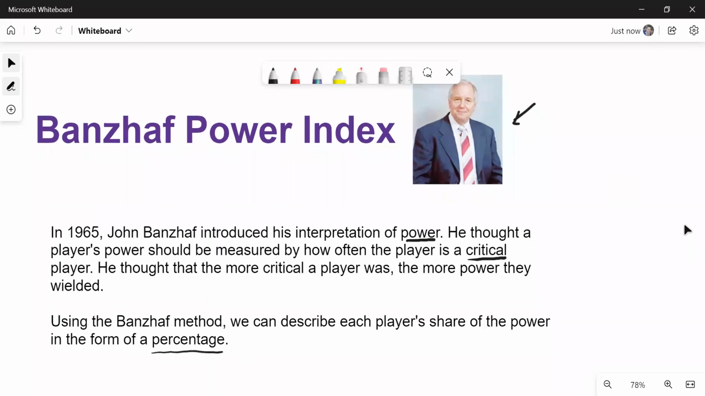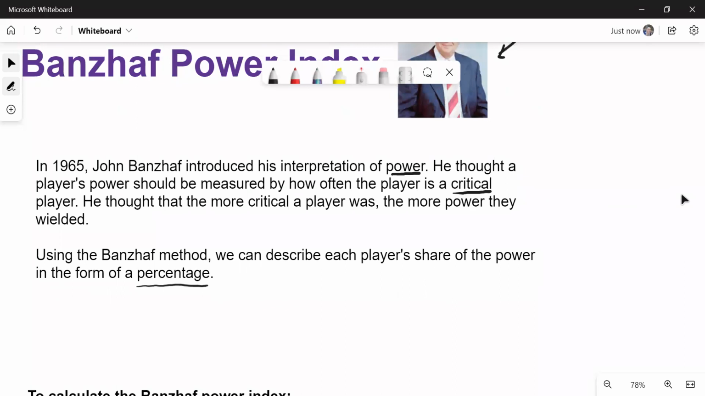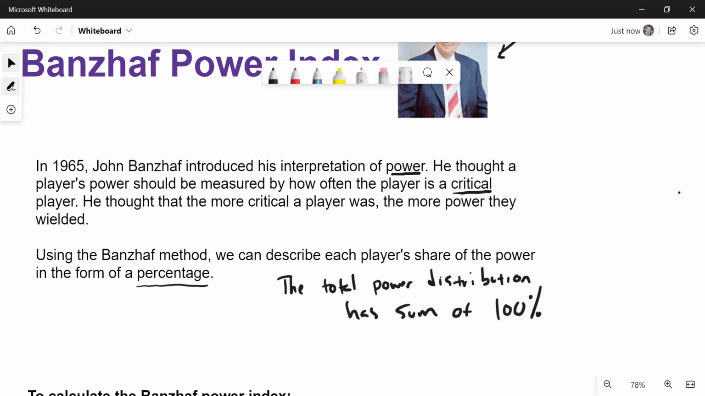The way that's done is we take a look at all of the critical players, and then we assign somebody a percentage. The key is the total power distribution has a sum of 100%. So we're always looking at what percentage out of 100 of the power does any one player have.